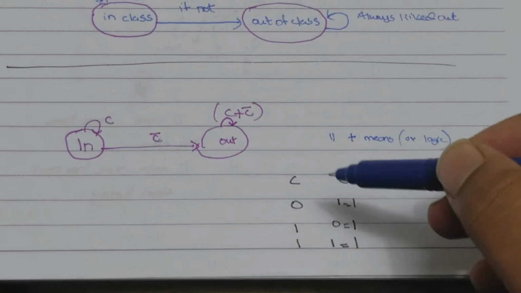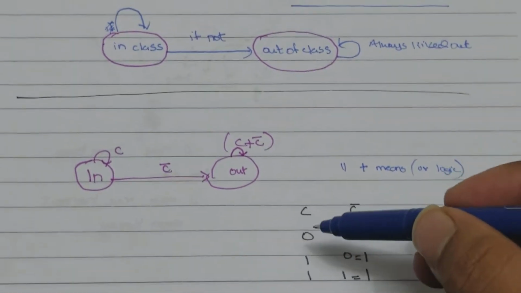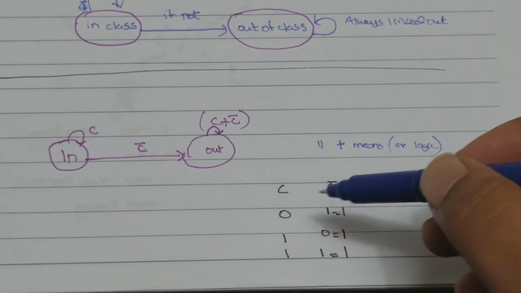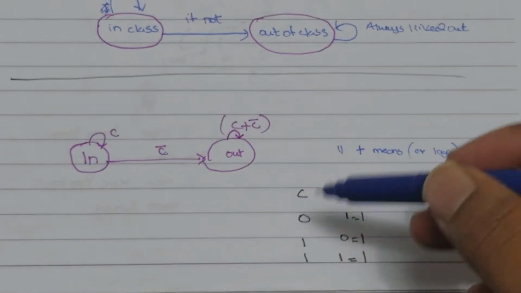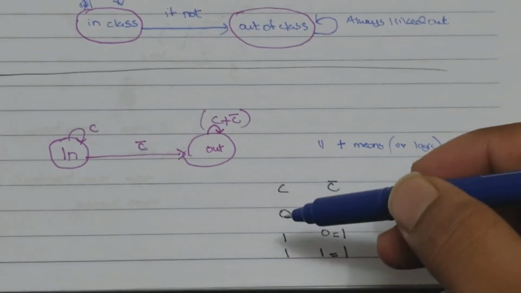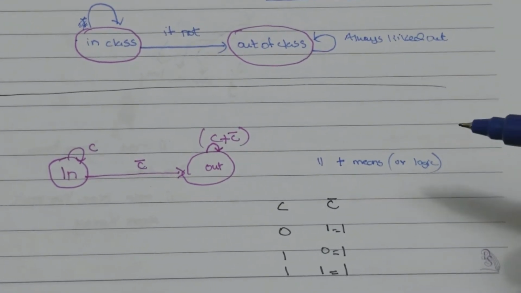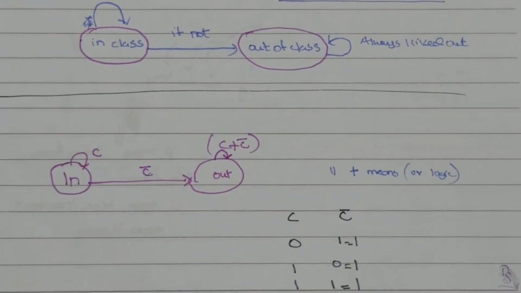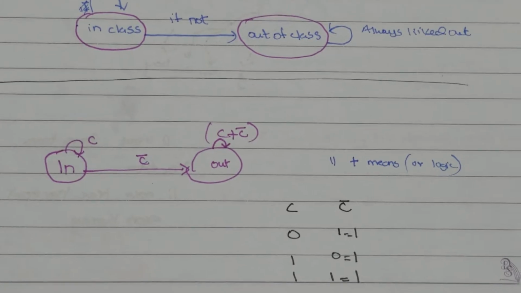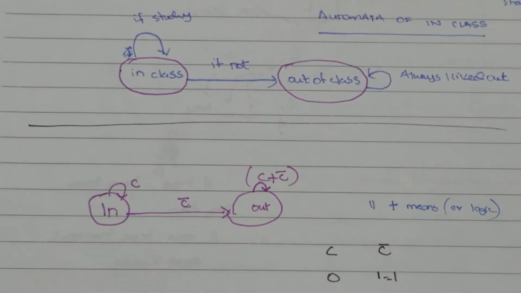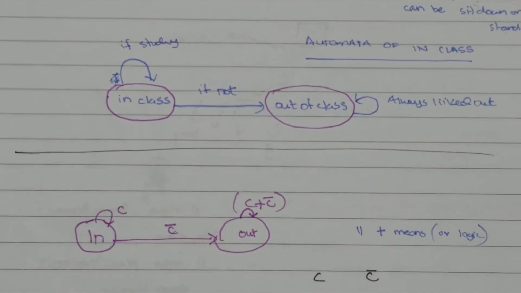If we build a table of that, this can be represented in terms of zeros and ones. If you do not concentrate, then you're out of the class. So this is the automata of being in a class.